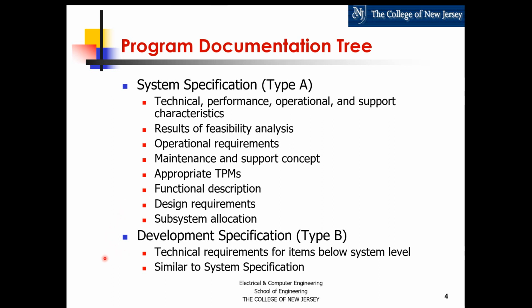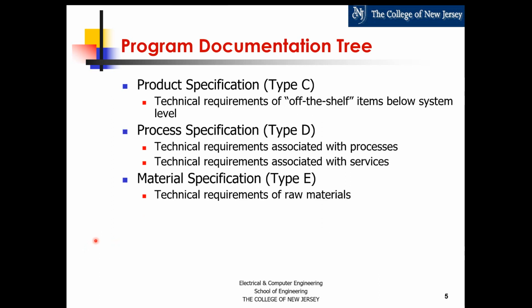And then, as I said, Type B is very much like Type A, but below the system, so it lends itself to specifying subsystems. Then we have Type C, which again, and this also goes for Type B, you can steer towards software or hardware. But Type C lends itself to specifying things that you're not necessarily going to design, but perhaps are going to procure off the shelf.